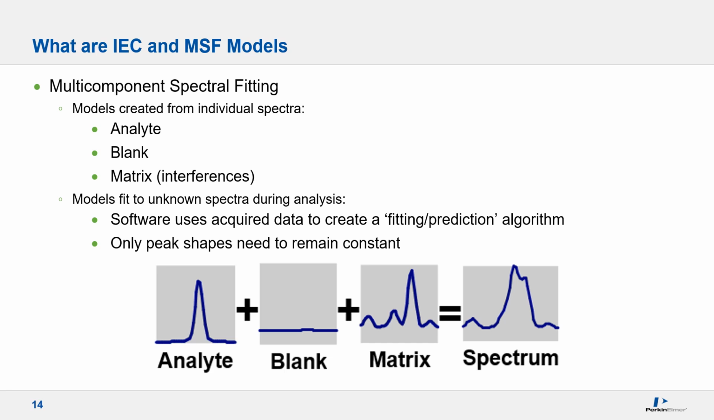MSF models are simple to develop, easy to use, and are extremely robust. Unlike IEC, MSF models are independent of concentration, plasma condition, and matrix. Only the peak shapes need to remain constant. Also, when using MSF models, background correction points are not needed as the MSF model corrects for the background. This eliminates the possible error of setting background points in complex matrices.